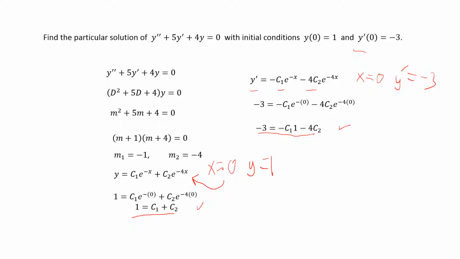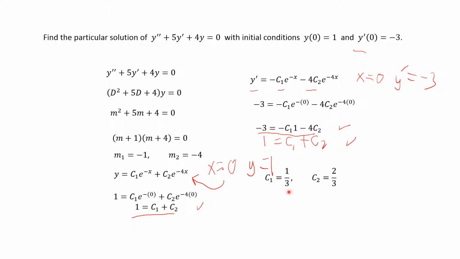Now we'll just have to solve these two equations simultaneously. To eliminate, let's rewrite the other equation: 1 equals c1 plus c2. So to get c2, then add. Add this, that is just negative 4 plus 1, so that's negative 3. And then negative 3 plus 1 is 2. So you get c2 is 2 thirds.